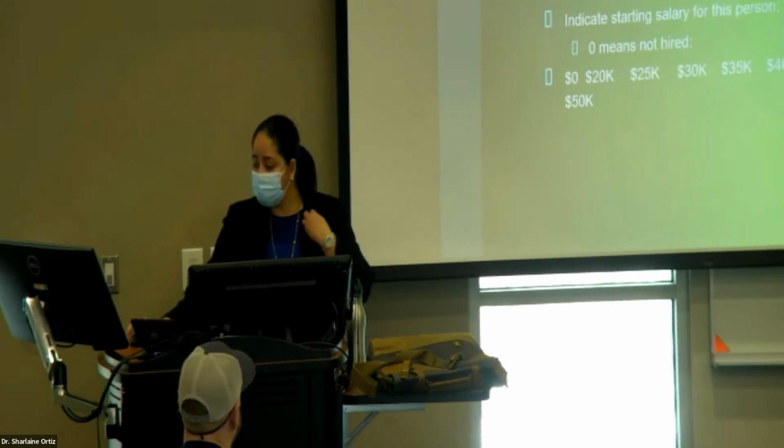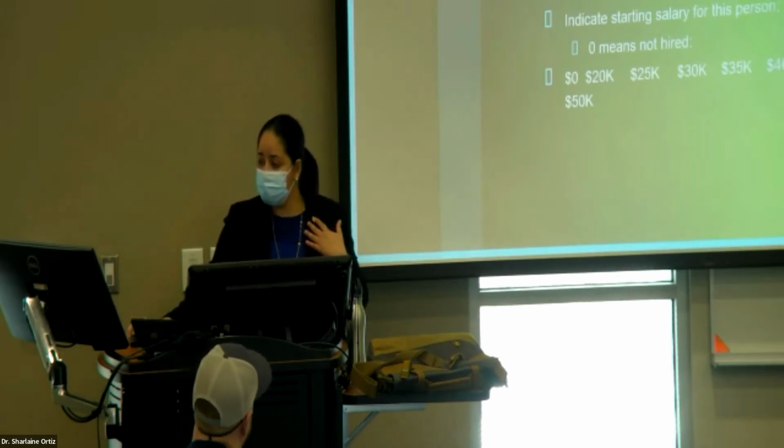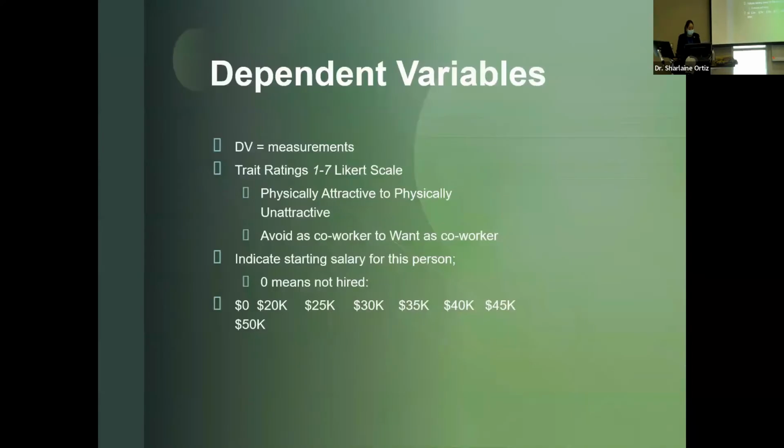So in regards to Huffcut, let's look at the specific dependent variables. The first one is trait ratings. That was the first dependent variable. And like I said, we're going to have three. That first one is the trait ratings.